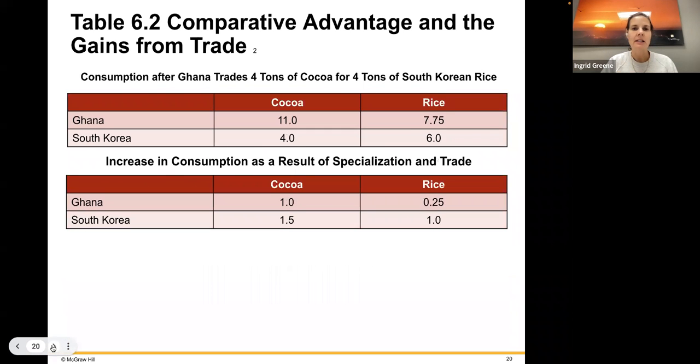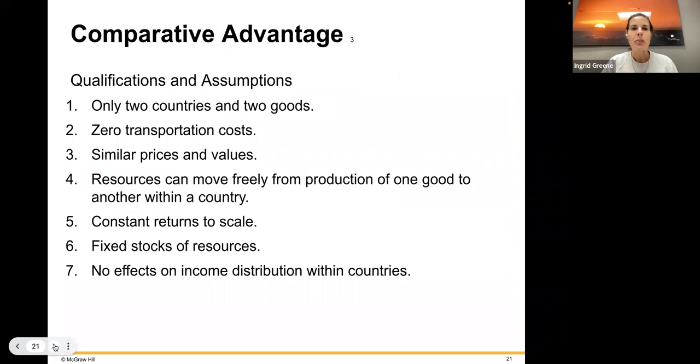On the next slide, it's a continuation of this chart. We can see that there can be an increase in consumption, and that consumption can increase in both countries because of this specialization. But there are a handful of qualifications and assumptions, and as we talk through this chapter we'll see why Ricardo's model sometimes doesn't work in implementation.